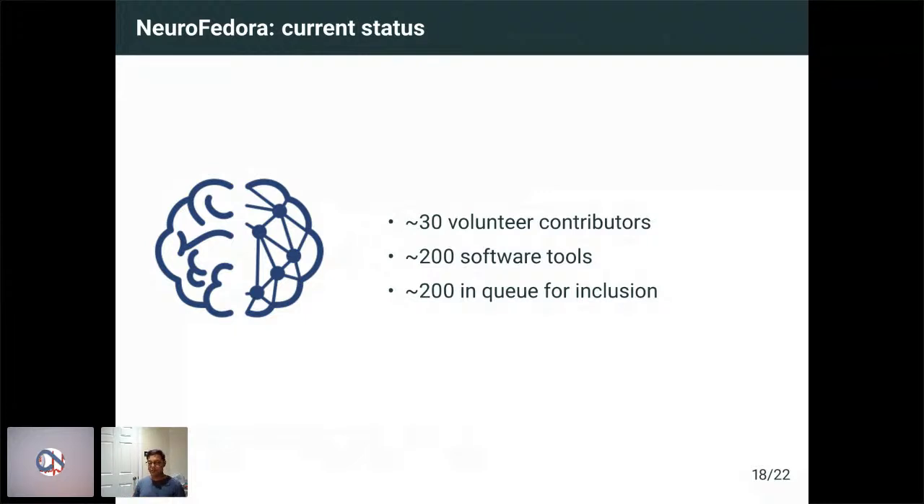And while we do have 200 tools in Neurofedora, there are another 200 in queue, because once you start looking into the neuroscience software ecosystem, you realize that there are so many tools there for different reasons. So Neurofedora also works as a good place to integrate all of this in one place, right? So you don't have to go around looking. You can just go to our documentation and see what tools are out there.